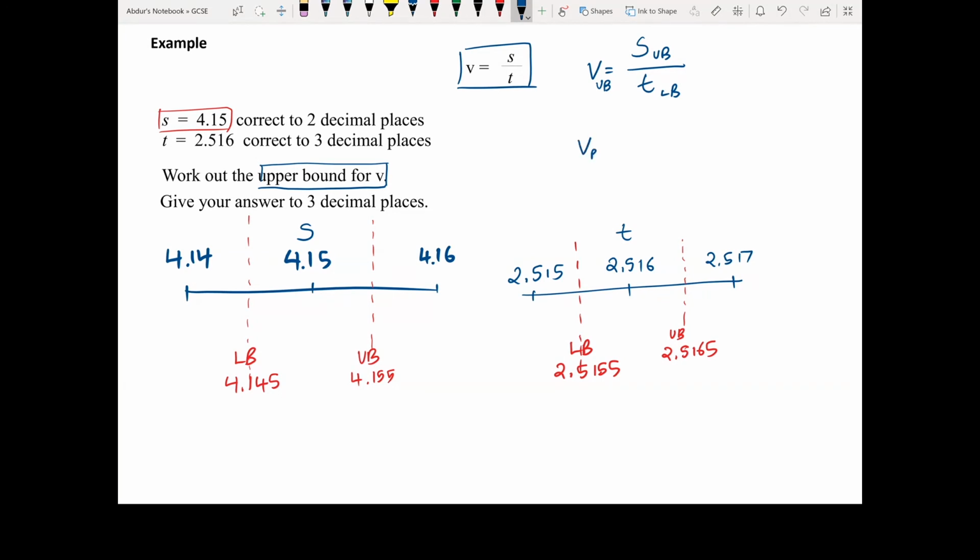So what is this V upper bound? Let's do the calculation now. V upper bound is equal to S upper bound, which is 4.155, divided by T lower bound, which is 2.5155. This will give us the upper bound value for V. We put that into our calculator, and that gets us 1.65 correct to 3 decimal places, which is what the answer needs to be. So there's our answer here.